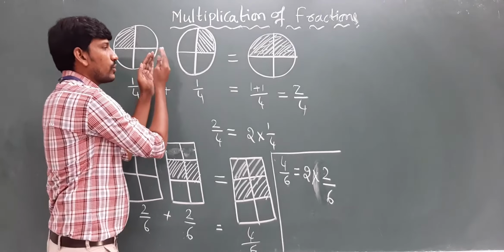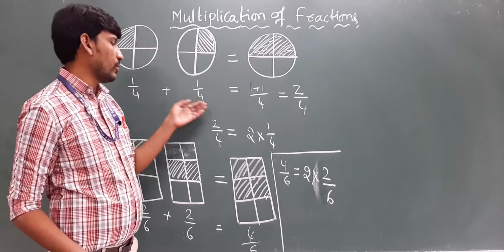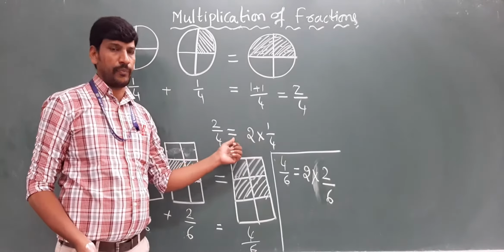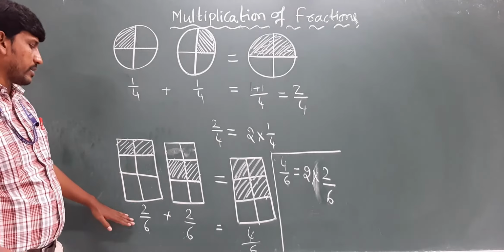We are merging these two, getting one circle. So instead of adding these two, if you multiply, you will get the answer. Both are the same. Either you can add or multiply, you will get the same answer. Here is one more example.